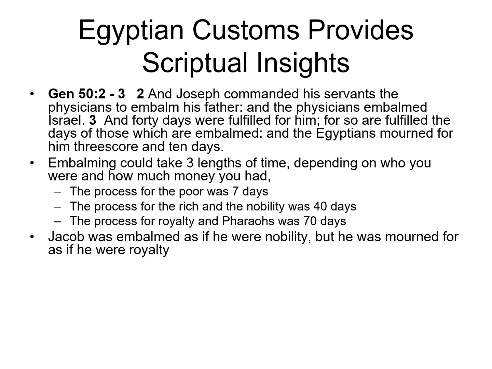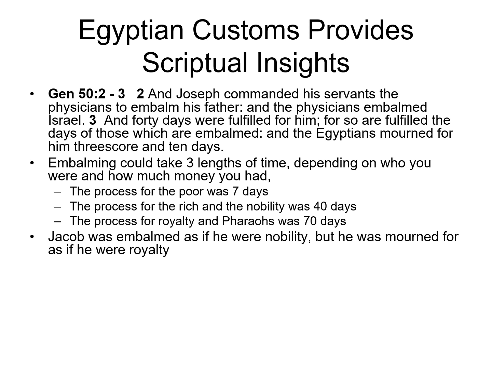For example, Genesis chapter 50, verses 2 and 3 says, "And Joseph commanded his servants, the physicians, to embalm his father. And the physicians embalmed Israel. And 40 days were fulfilled for him. For so are fulfilled the days of those which are embalmed. And the Egyptians mourned for him 80 days."